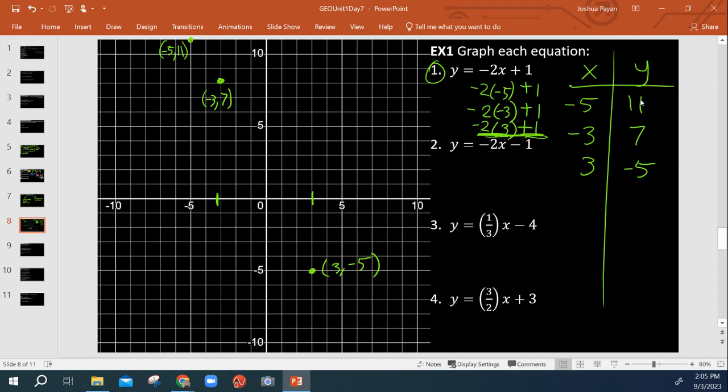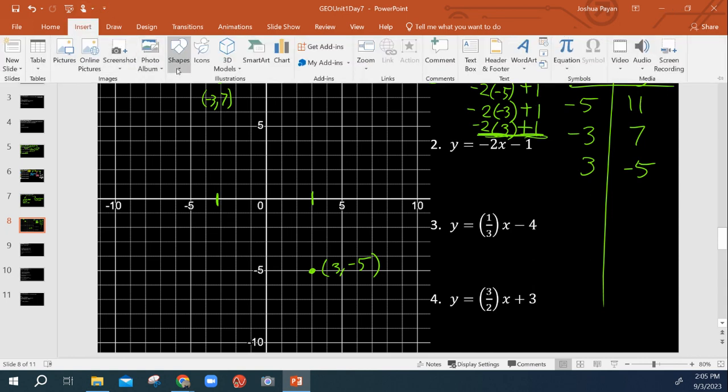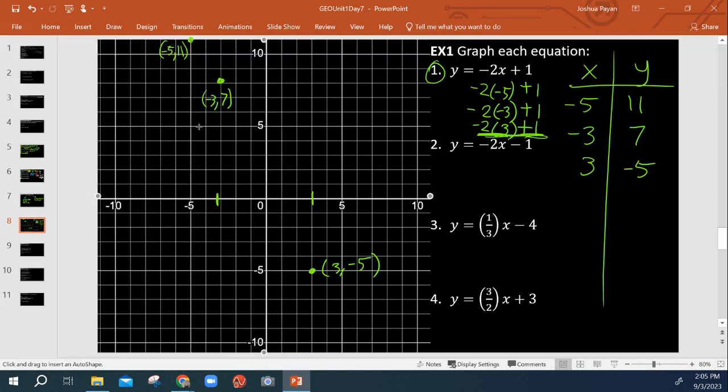And the cool thing about this is now, if I have a ruler, I can simply connect these three dots. I don't even need that many. Really, you only need two. I can connect these three dots with a line, assuming that I did this right. And I didn't because I put 3 by 7 at 3 by 8. So let's move that down where it's supposed to be.